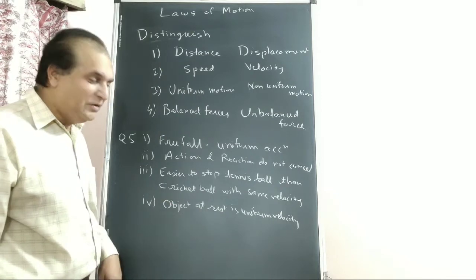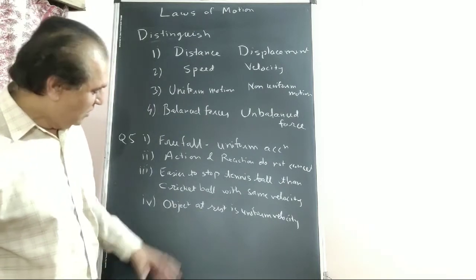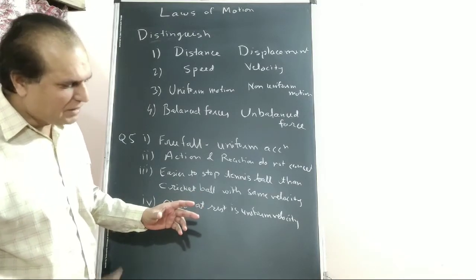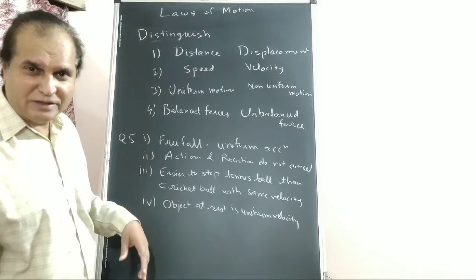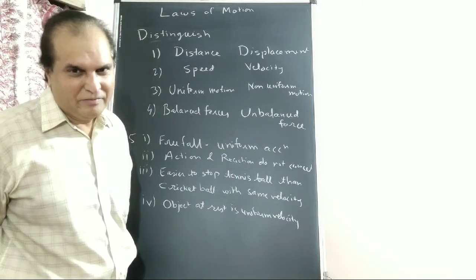An object at rest is in uniform velocity. What do you mean by uniform velocity? No change in velocity. An object at rest has zero velocity, and after some time it is also zero, so there is no change in the velocity. So it is considered as uniform velocity.